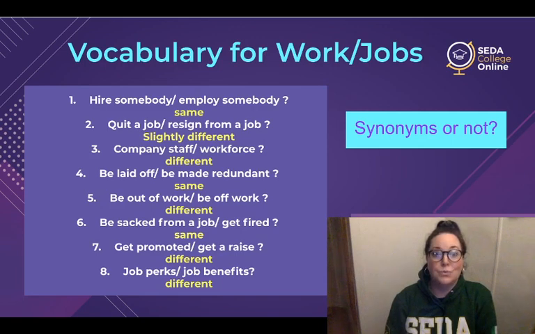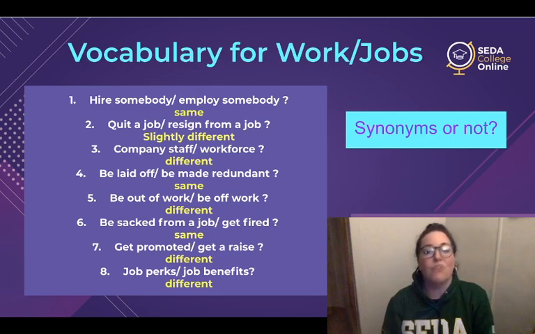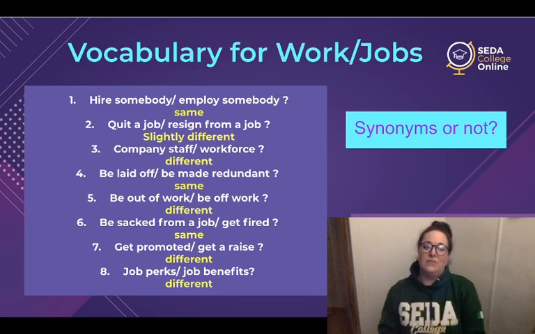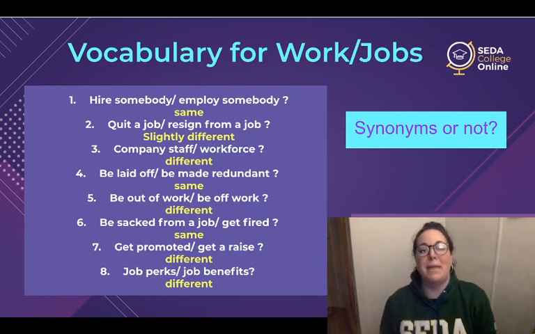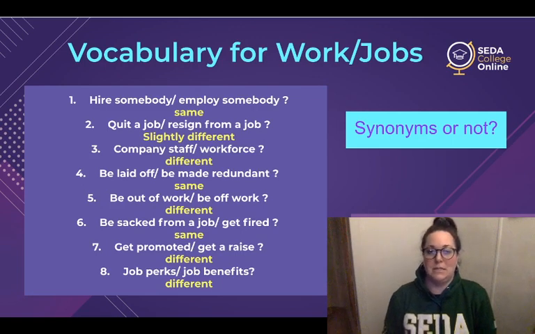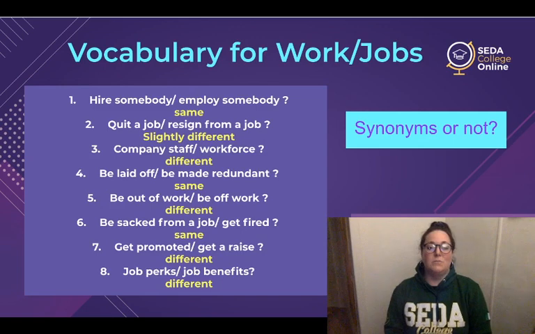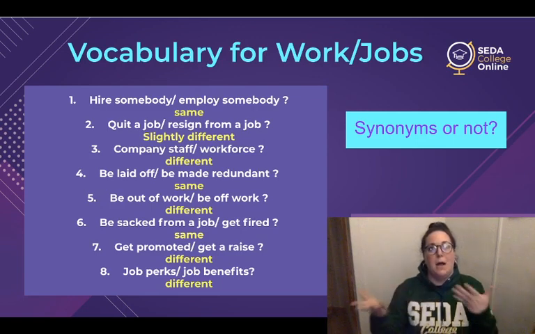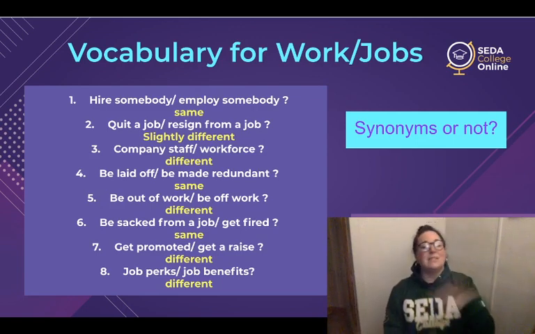Number 2, quit a job or resign from a job. Slightly different. If you quit, you could have quit maybe on bad circumstances. Actually, both of them could be bad circumstances, but quit is more slangy. So they're very similar. Quit is more slang, resign is more formal, and resignation usually sounds better. Like maybe it was on better terms with the company, but that's not always true.